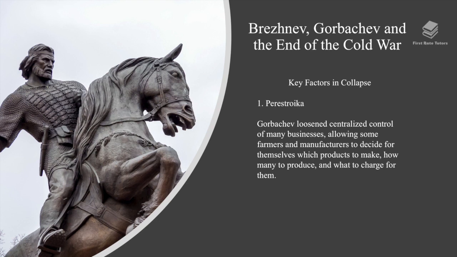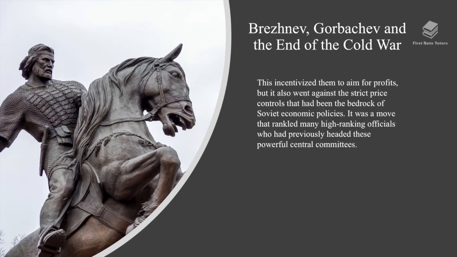Perestroika. Gorbachev loosened centralized control of many businesses, allowing some farmers and manufacturers to decide for themselves which products they wanted to make, how many to produce, and what to charge for them. This incentivized them to aim for profits, but also went against the strict price controls that had been the bedrock of Soviet economic policies. It was a move that rankled many high-ranking officials who had previously headed these powerful central committees.